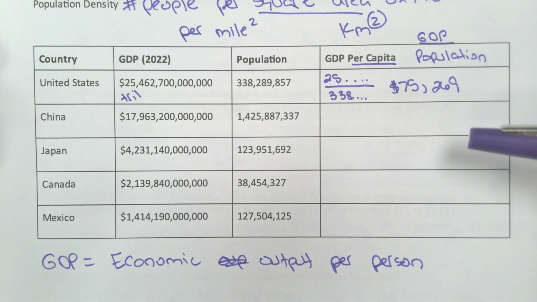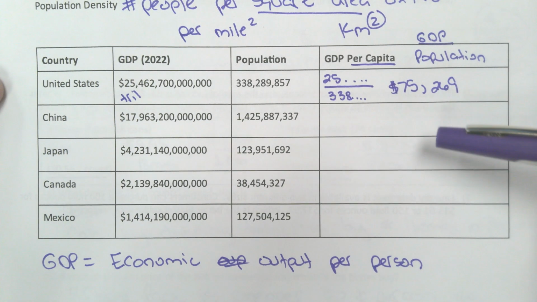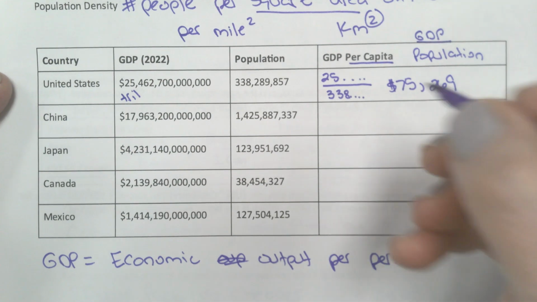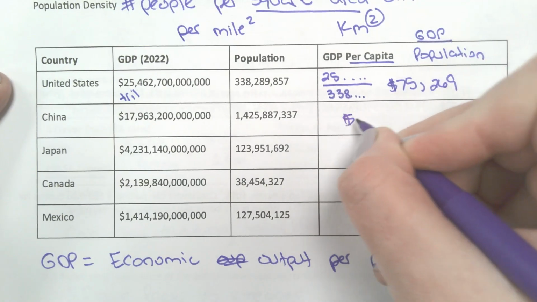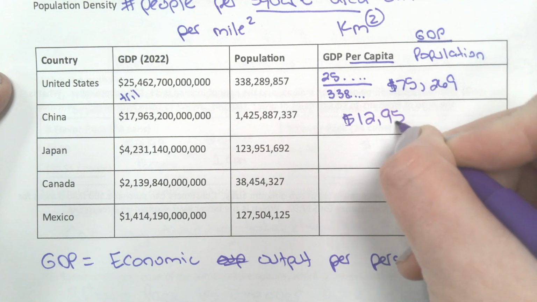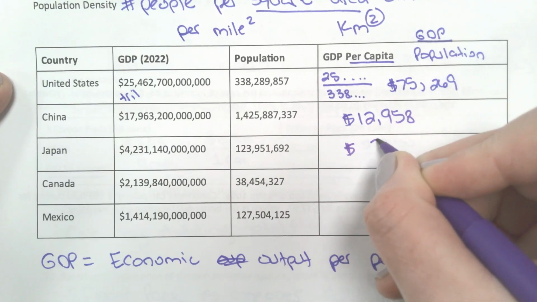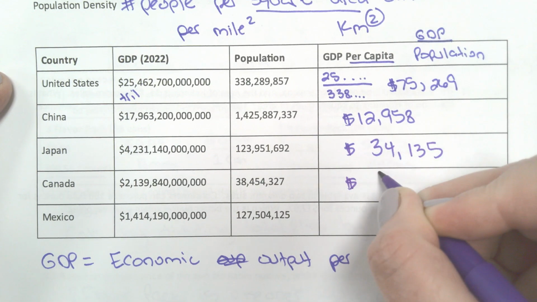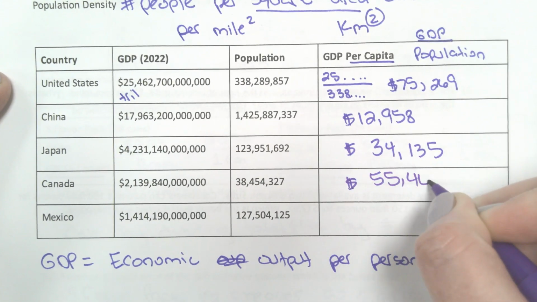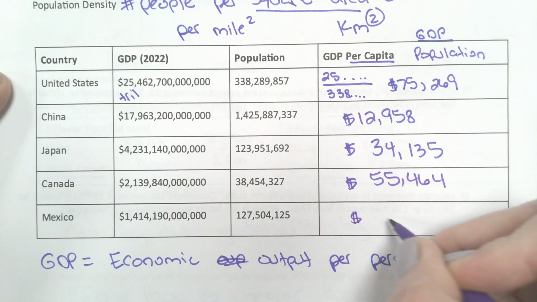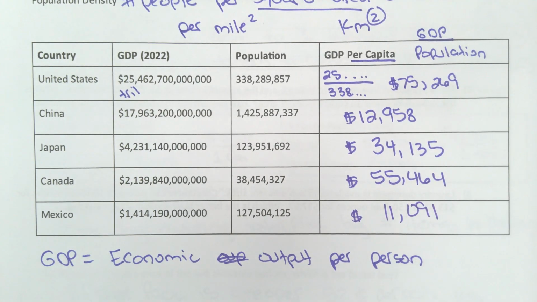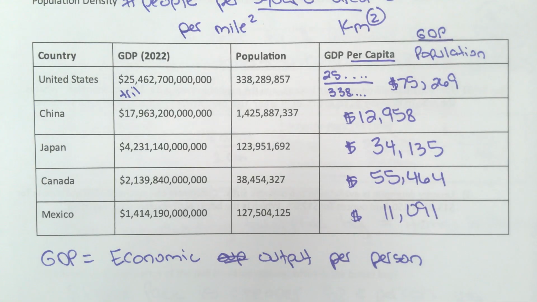So you would continue on with the next 4 countries to figure out what their GDP is per capita. When I did this one, I got 12,958. This one was 34,135. This is 55,464. And this one is 11,091. All right, we will continue this later.